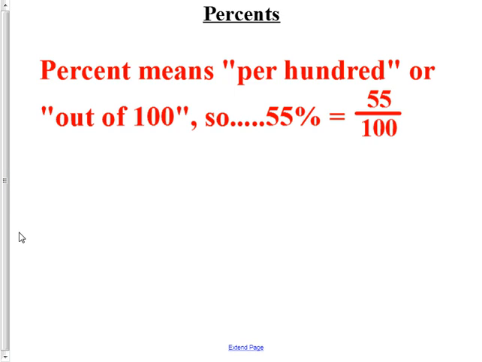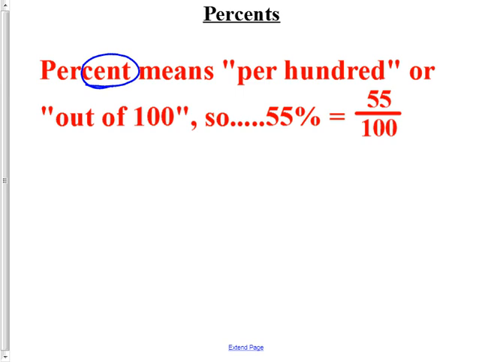Today we're going to start looking at percents, but before we can really look at them, we need to know what they are. The word percent means per 100 or out of 100, so that means 55% would mean 55 out of 100.